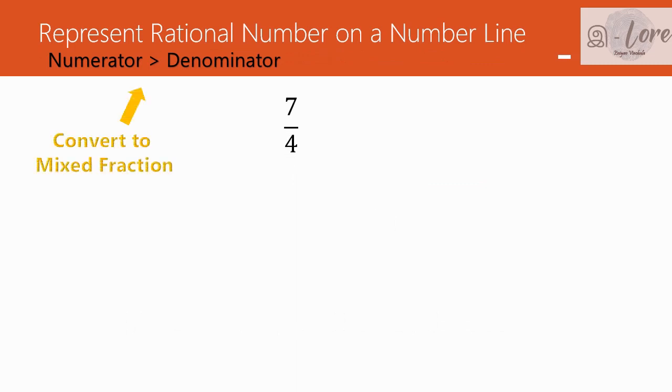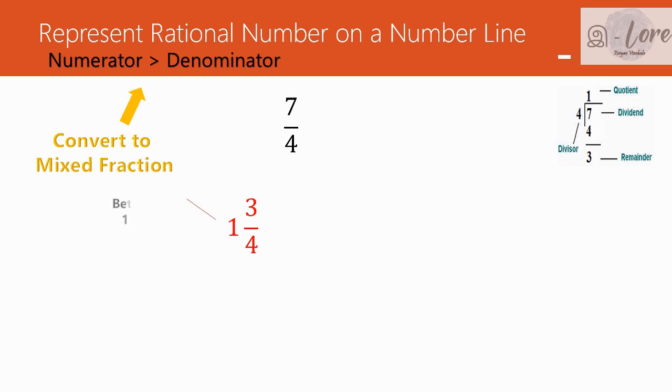We have to come to the next problem, 7 by 4 and minus 7 by 4. In such problems the numerator is greater than the denominator, so we have to convert to mixed fractions. How do we get the mixed fraction? I will give a small example of how to write it. 7 divided by 4 gives 1 as the quotient and 3 as the remainder. We write it in the format quotient, remainder by divisor, which is 1 3 by 4. 1 is called the whole number and 3 by 4 is called the proper fraction.